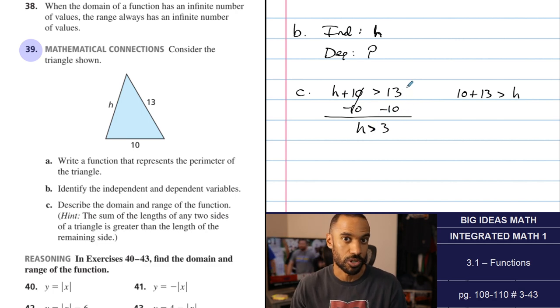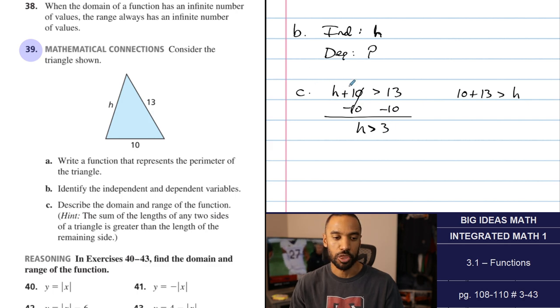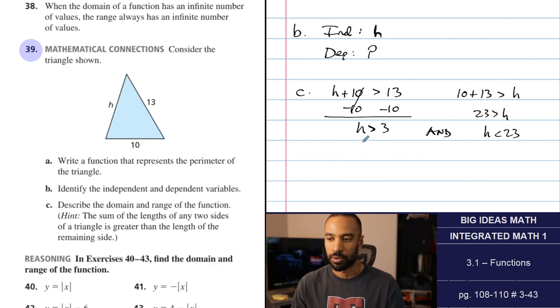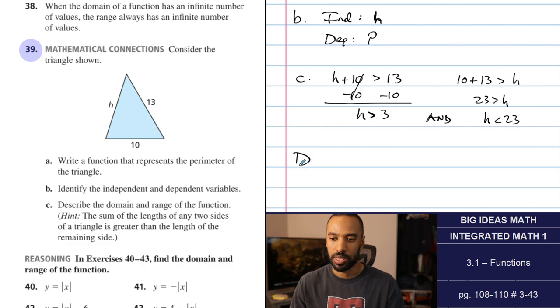h also has to be greater than 0 in general, but here it must be greater than 3. Any 3 or less, it's not big enough to make a triangle. If I add 10 and 13, I get 23. That means h also has to be less than 23. This is an AND case, by the way, that makes this a compound inequality. So my domain is going to be this continuous set here that says h is between 3 and 23. Now, range is dependent on domain, right?